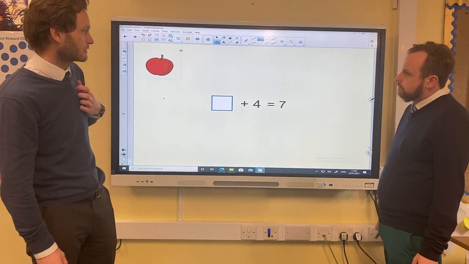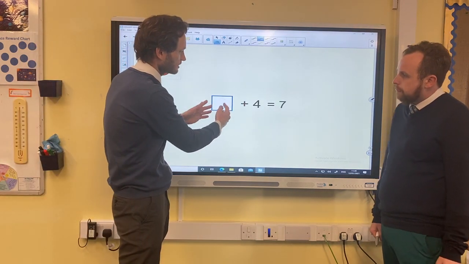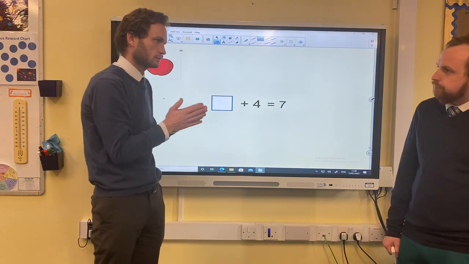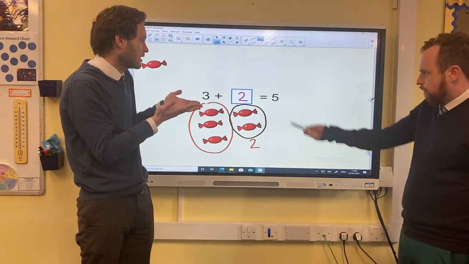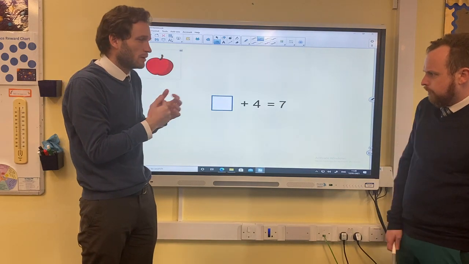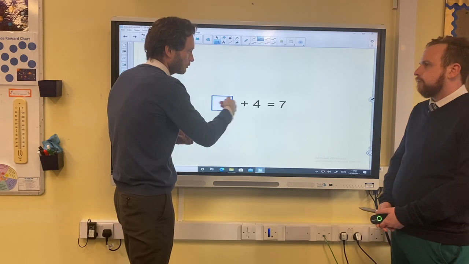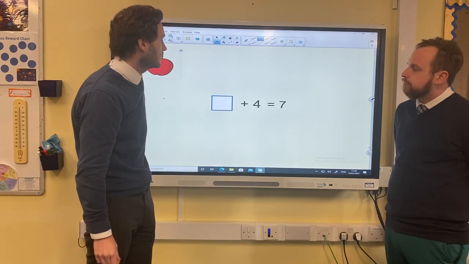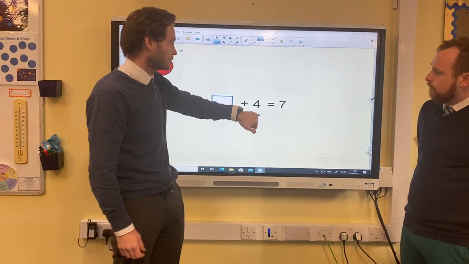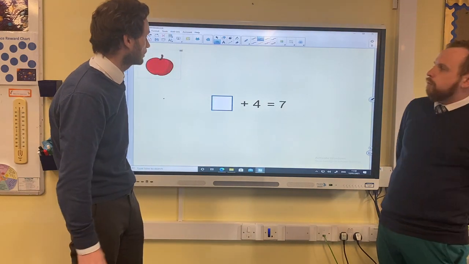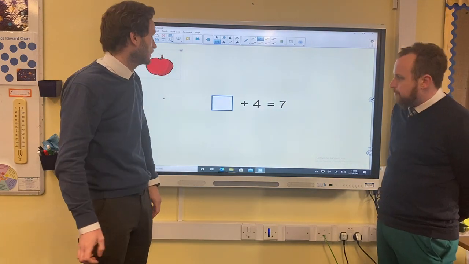Okay, now this one. Let me tell you a story about this one. Remember, something add 4 equals 7, right? So the box is in a different place. It was the second number last time. This time it's the first. But it doesn't matter because we know with our adding work, you can start with that one or that one. So let's say apples. How many apples do we have right now, Mr. Lake? We start with 4 apples. But how many apples are we going to need for our picnic? We need 7.